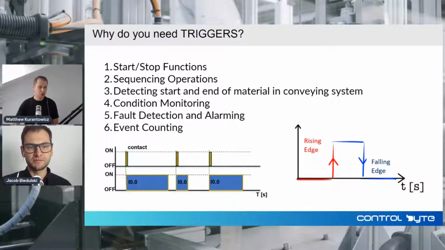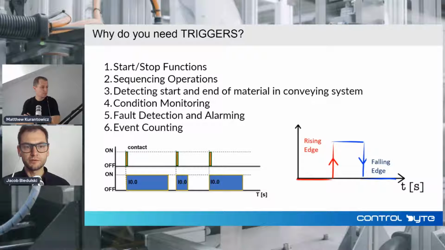So next, condition monitoring. In applications where certain conditions must be maintained, like temperature or pressure, a trigger can be used to initiate corrective actions when these conditions go out of their specified range.